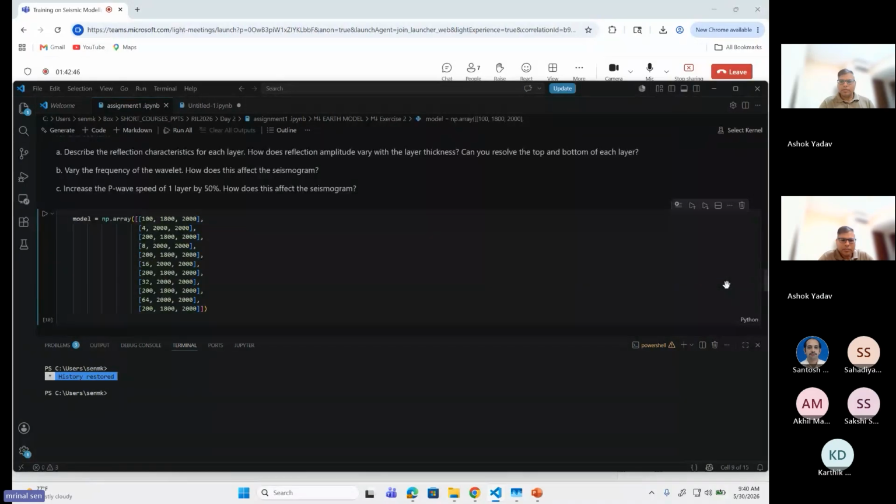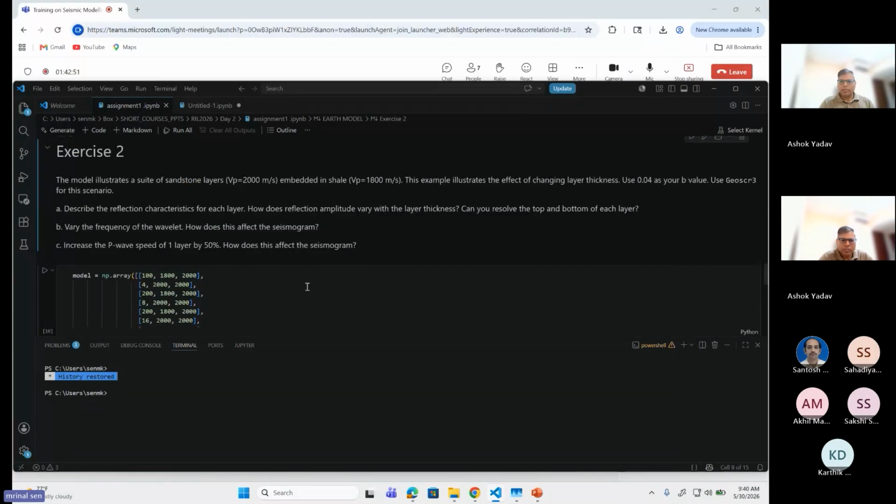And the second one is that I have a stack of layers. This model has a suite of sandstone layers within shale, and that will show you how the effect of changing layer thickness shows up on the synthetic seismograms. You can see these layers are different, and you need to vary the wavelet and see how it affects the seismograms, and then changing one of the parameters, you can also see what that looks like.